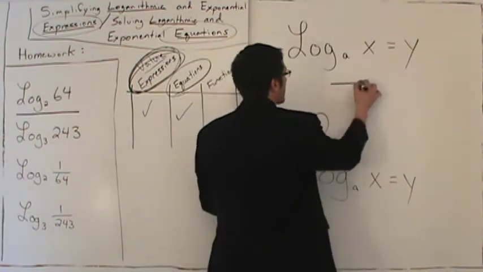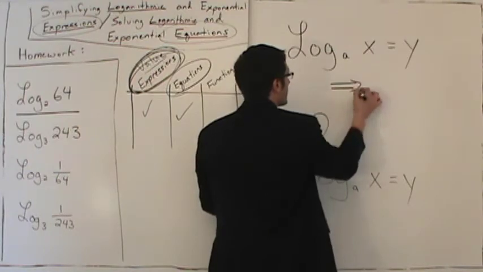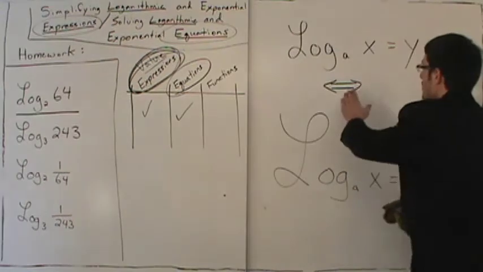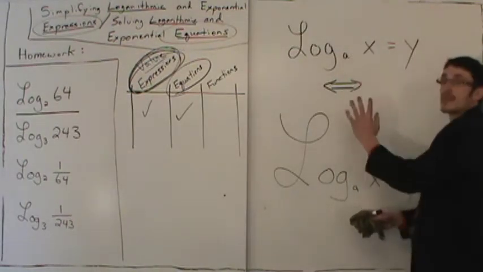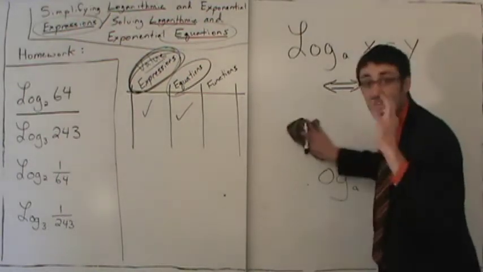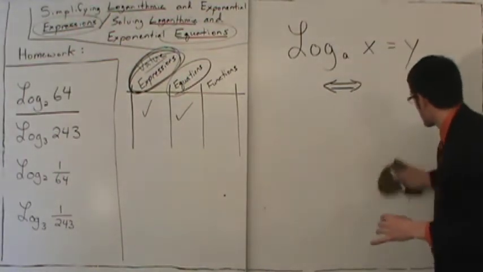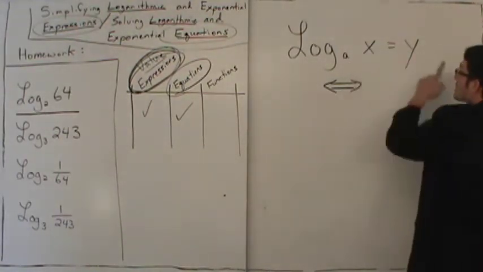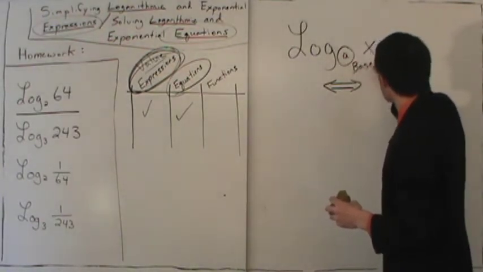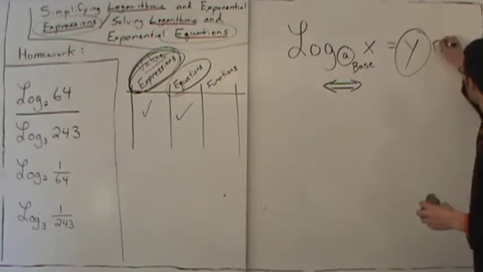Well, we're going to rewrite this, put an if and only if arrow. Not going to explain really what this means other than it goes both ways. But this arrow just means this is represented by something else. So I want you to just put this arrow. This arrow represents the words if and only if. And we're looking at log base a of x equals y. Circle a and write base, circle y, and write exponent.